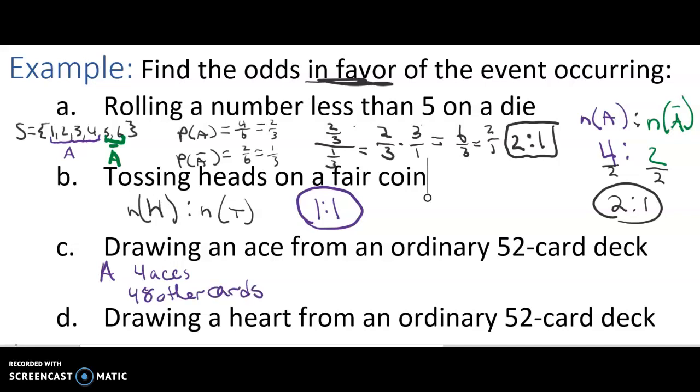So the odds in favor of drawing an ace would be 4 to 48. We can simplify that to 1 to 12. Well, that makes sense because every suit has 13 cards total, and one of those 13 cards is an ace, and 12 of them are other cards.